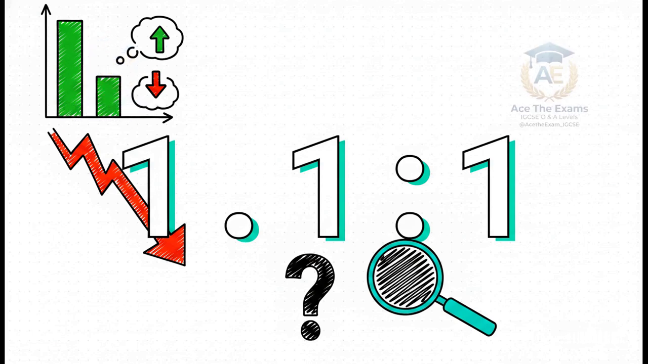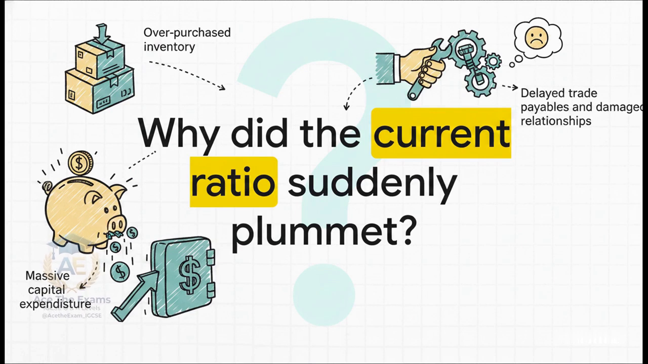But here's the thing. Calculating that drop is just a baseline skill. Anyone can plug numbers into a calculator. To get the A-star, you have got to evaluate the why. You need to put on your financial detective hat and ask these high-level analytical questions.